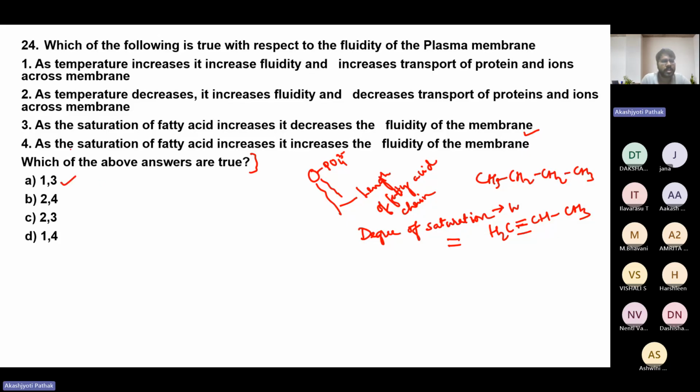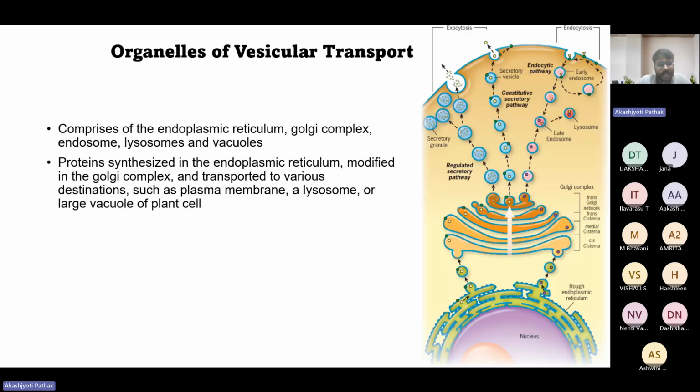This other option is wrong because as the saturation increases, it will decrease the fluidity. So this is the correct option. And as the temperature increases, obviously it will increase the fluidity and increase transport. So statements 1 and 3 are correct, and option A is correct.